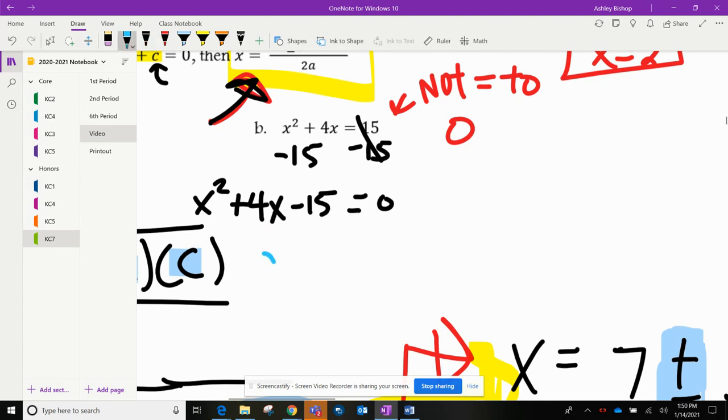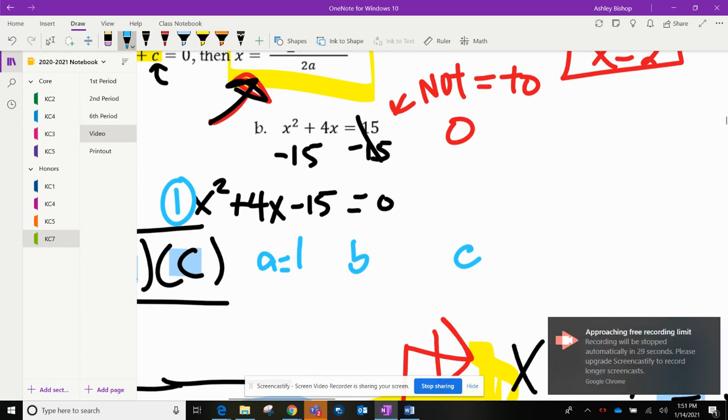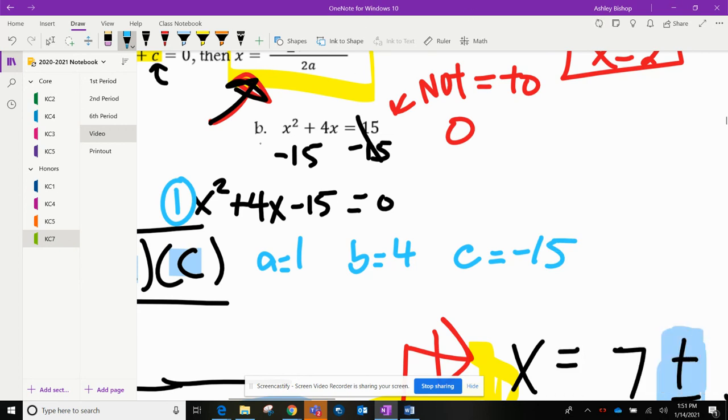Then I'm ready to find my A, my B, and my C. My A is the number in front. Remember, when there's no number there, there's a pretend 1 there. My B is my 4, and my C is equal to negative 15. Now you can use the quadratic formula to figure this out. And then when you do, just check my answer so that you are ready for tomorrow.